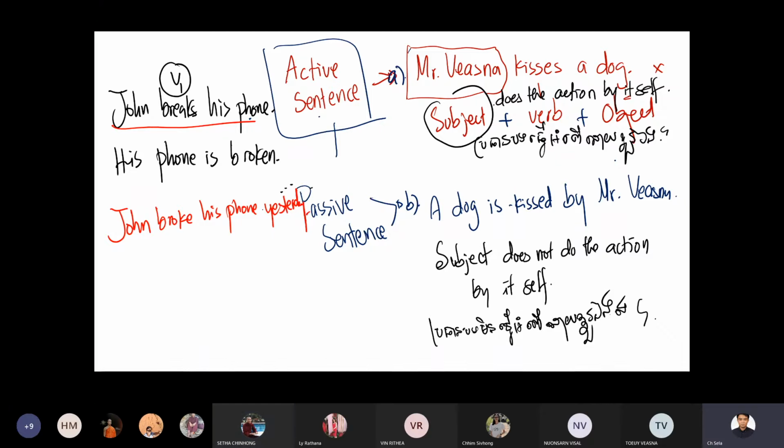If I change this one to passive, how can I change? Yesterday comes at the end. Okay, you don't need to move yesterday. You can use the phone again here, right? Say his phone. And this one is in the past, right? Verb 2, right? Yes, teacher. Then you can say was. His phone was, and this one still keeps verb 3, broken. You can say by John, or you don't want to say it, up to you. His phone was broken yesterday.